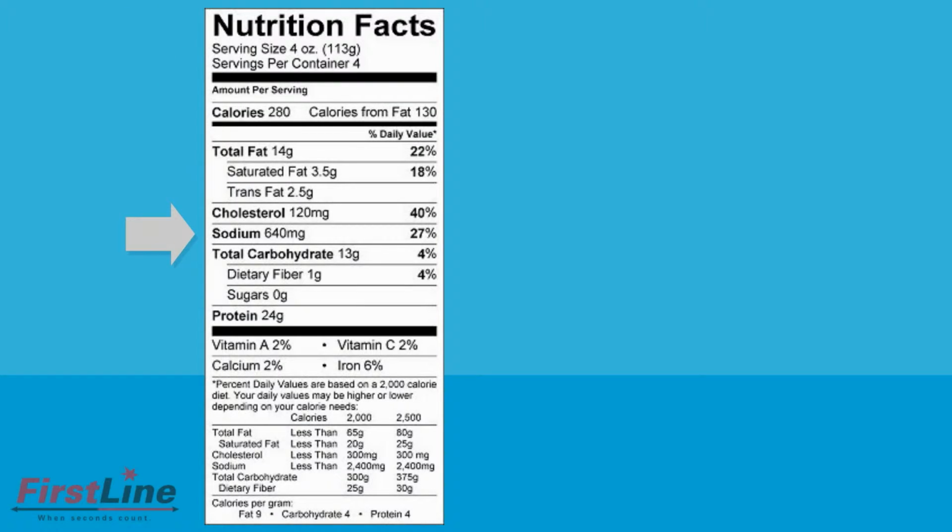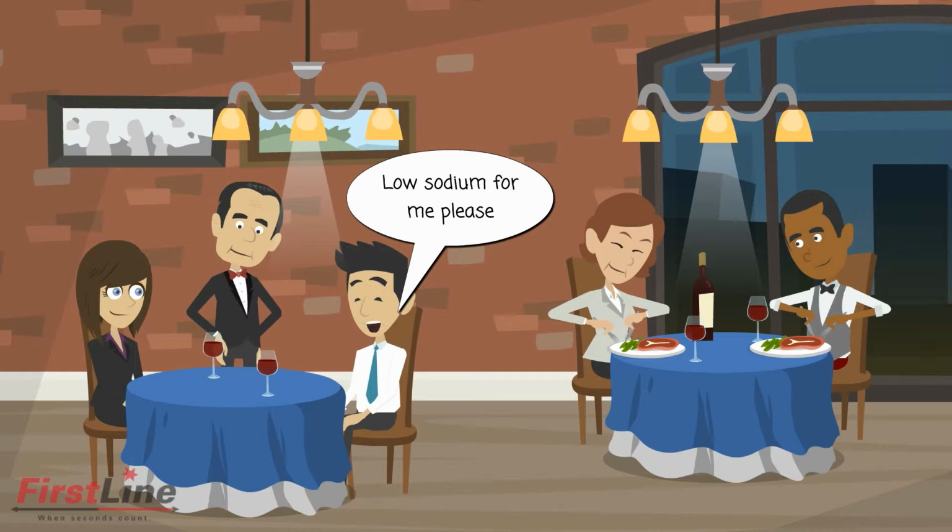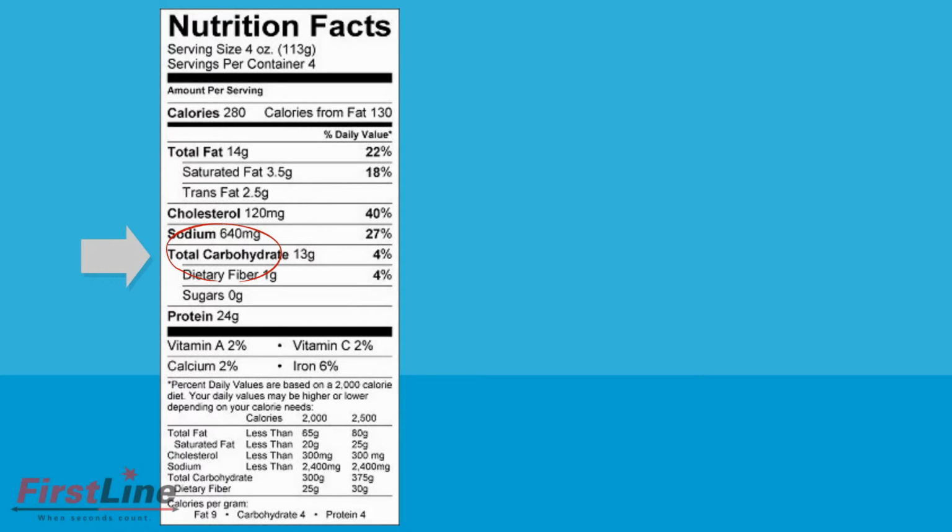We now move on to sodium levels. It is recommended that the average person eat no more than 2,400 milligrams of sodium daily. This can vary widely per person based on other present health issues. Below sodium, we see carbohydrates.